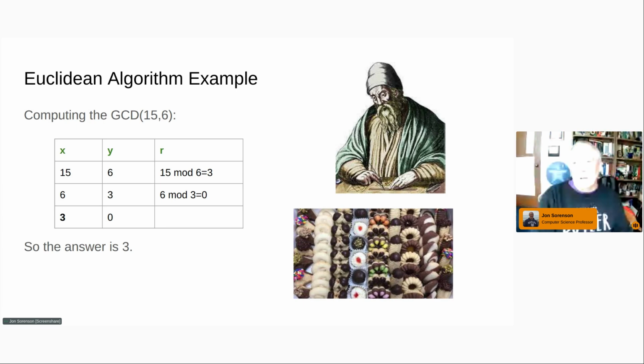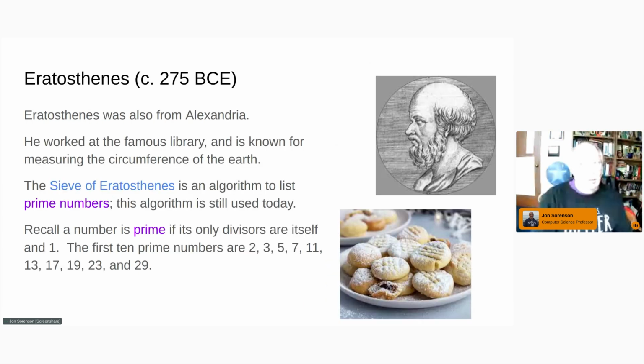All right, so where are we going next after Euclid? Well, we're going to stay with ancient Egypt here, and we'll talk about Eratosthenes. Eratosthenes was also in Alexandria, Egypt. He also did other things in addition to writing an algorithm. He used to work at the Library of Alexandria before it burned down, and he's also well known as measuring the circumference of the Earth.